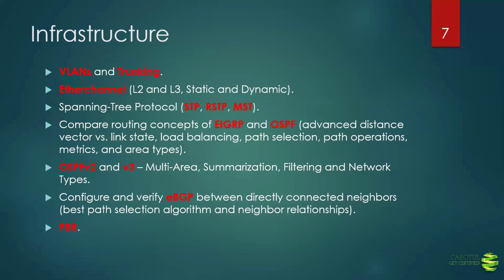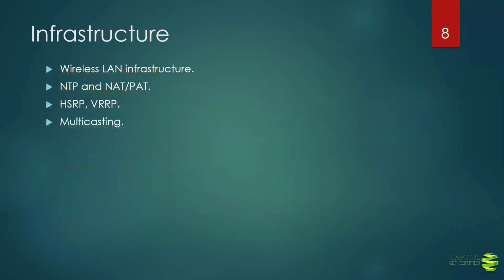And then we switch to routing, where we have EIGRP, OSPF, eBGP, and policy-based routing. So this is something we have seen in the syllabus as well, right? So that's what we're going to concentrate on. In the infrastructure, we also have the concepts of wireless LAN, NTP, HSRP, VRRP, NAT, multicasting. So these things we are definitely going to cover.